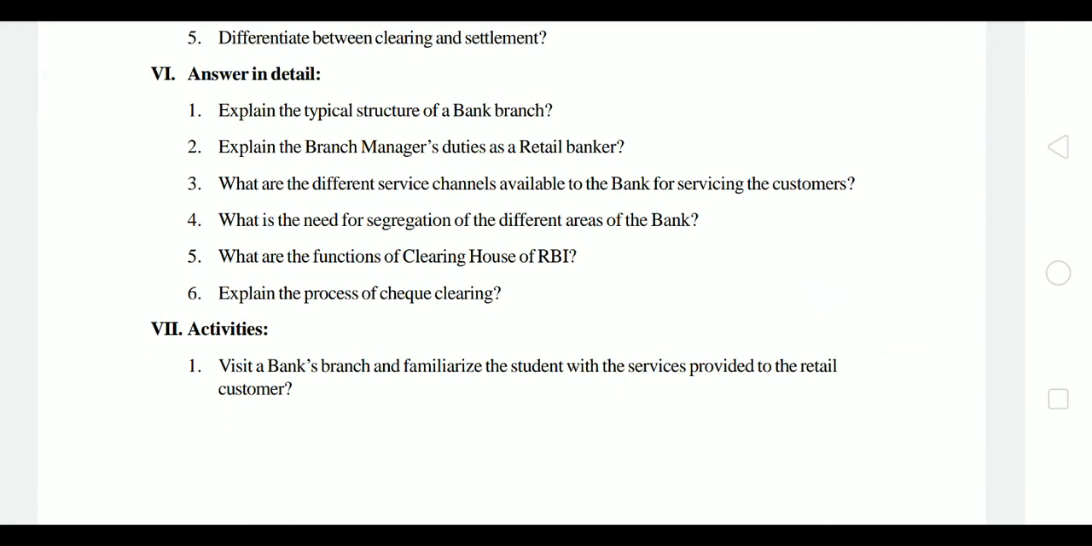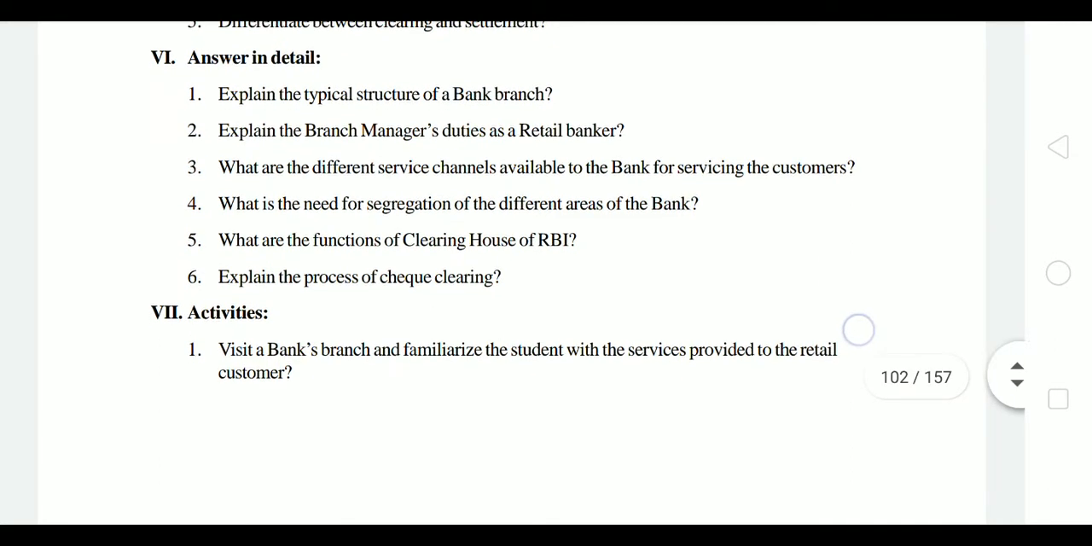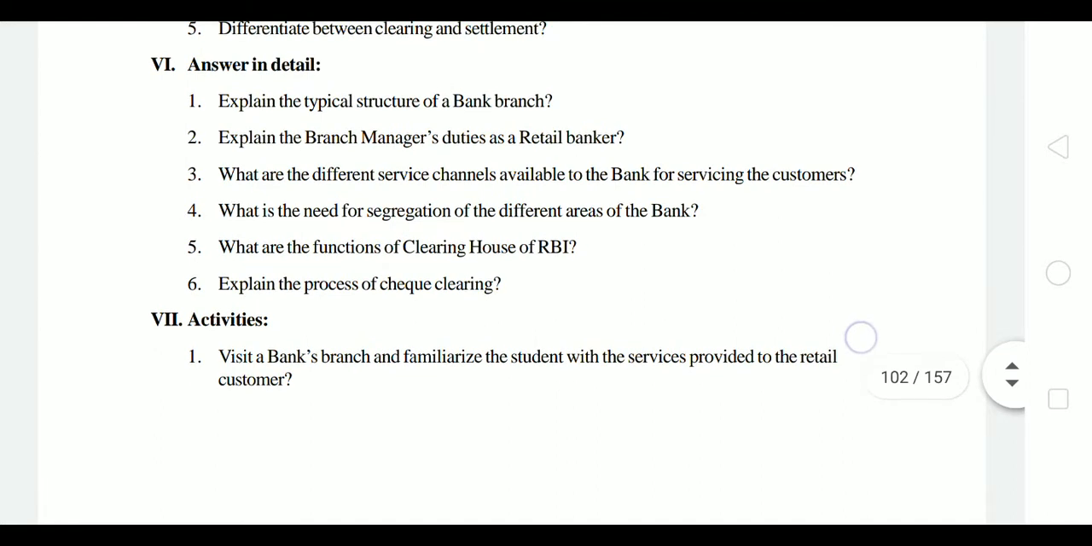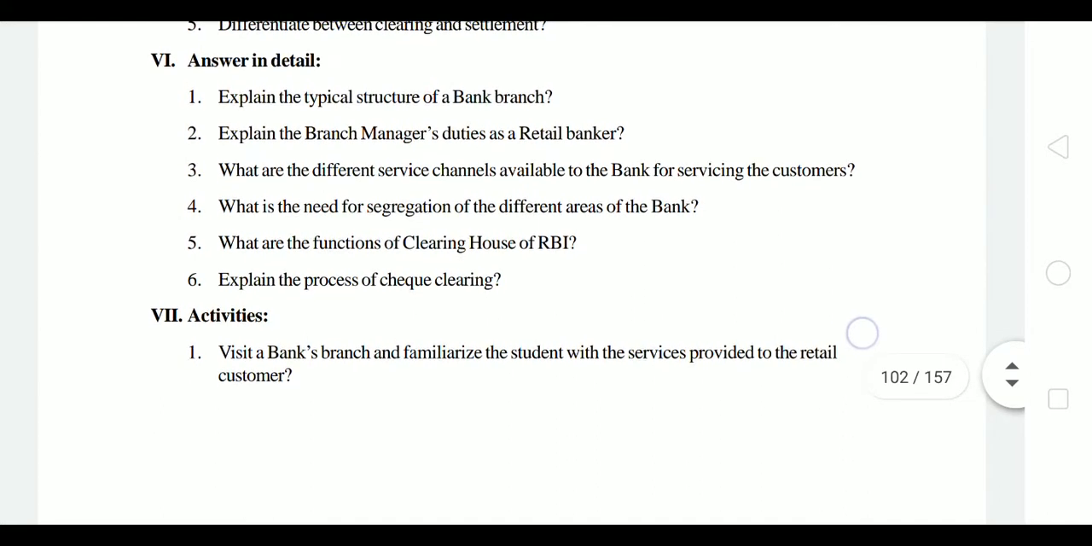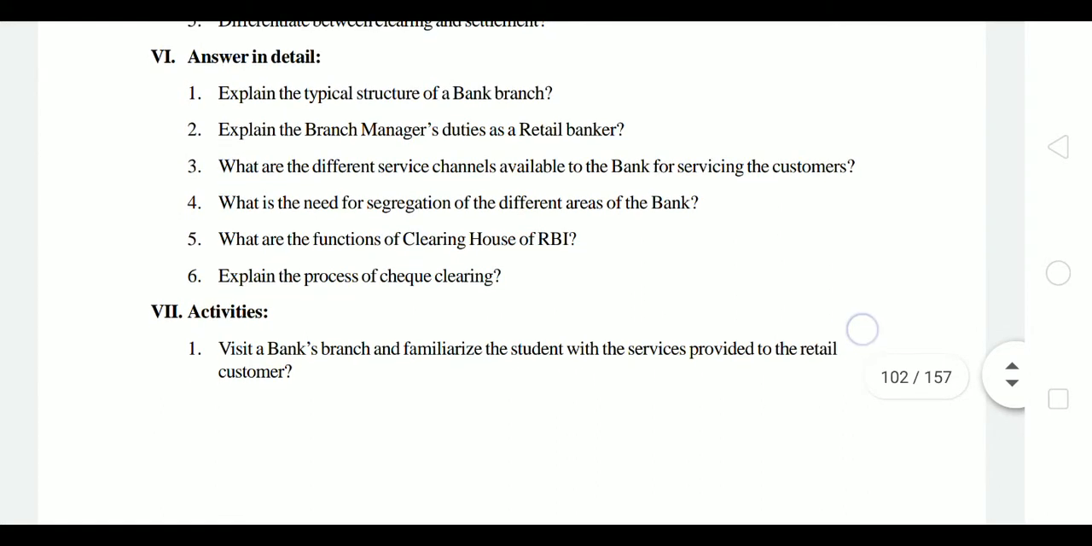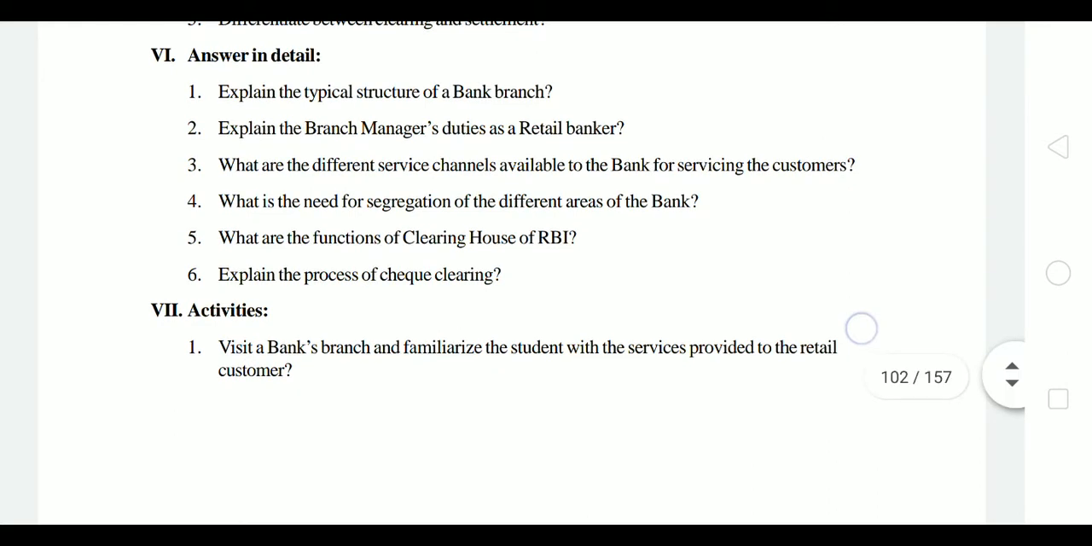Next is what are the different service channels available to the bank for servicing the customers. So here you can write all the services of a bank that are provided. Every service, primary services like opening of a bank account, we have secondary services, we have general utility services, everything you can add on here.